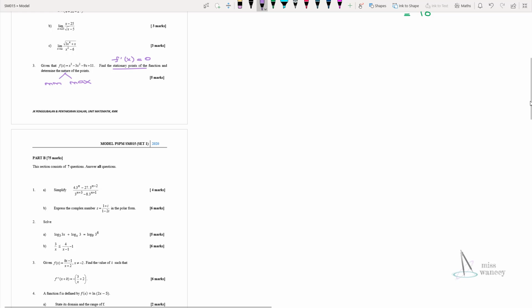Okay, so let me start with the function first. So f(x) is equal to x cubed minus 3x squared minus 9x plus 11. So let us differentiate this. So f prime of x is 3x squared minus 6x minus 9. So let me differentiate again to get the second derivative. So this is 6x minus 6.